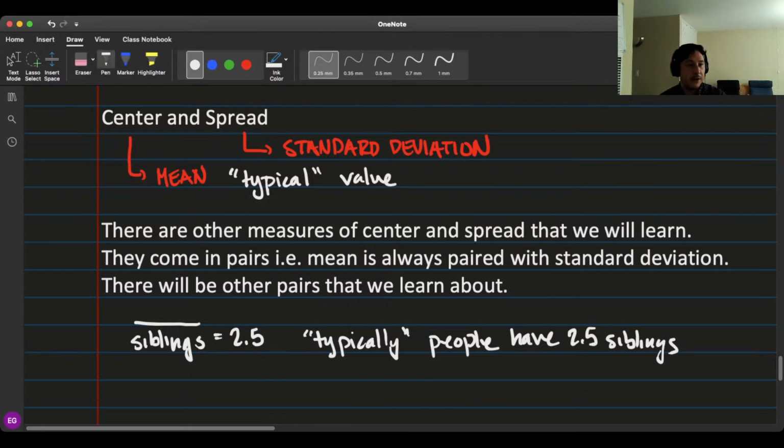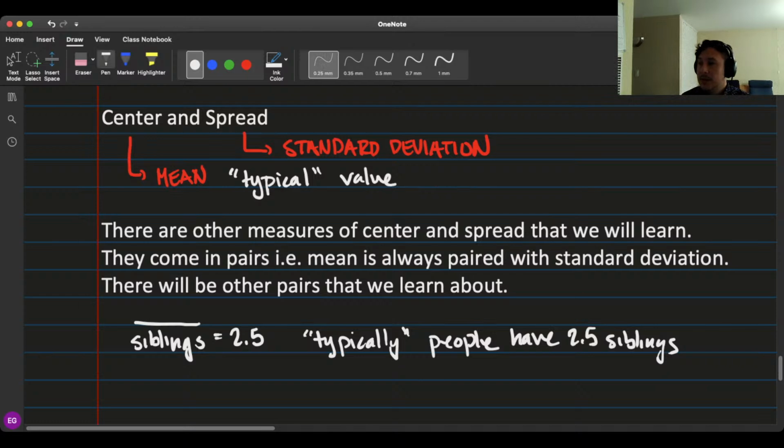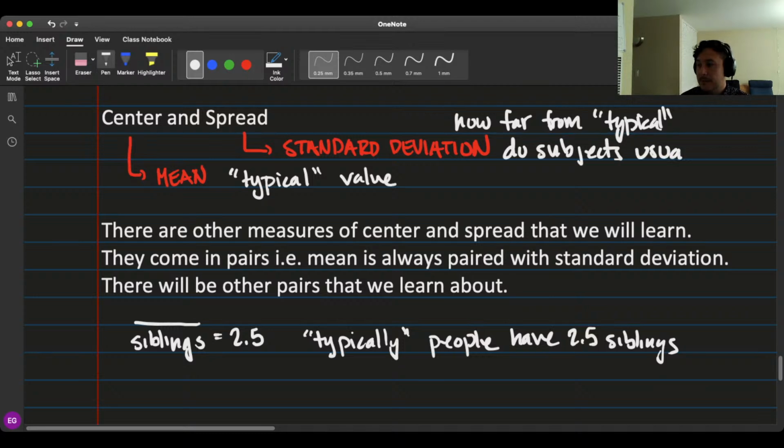Let's talk about spread now. So, the mean tells you what's typical. The standard deviation tells you how far from typical do subjects usually get. Spread answers that question.